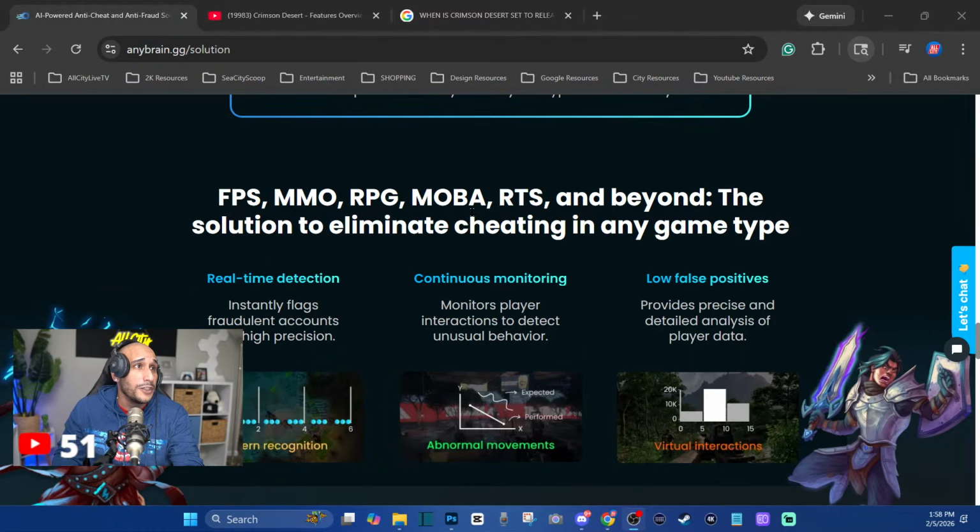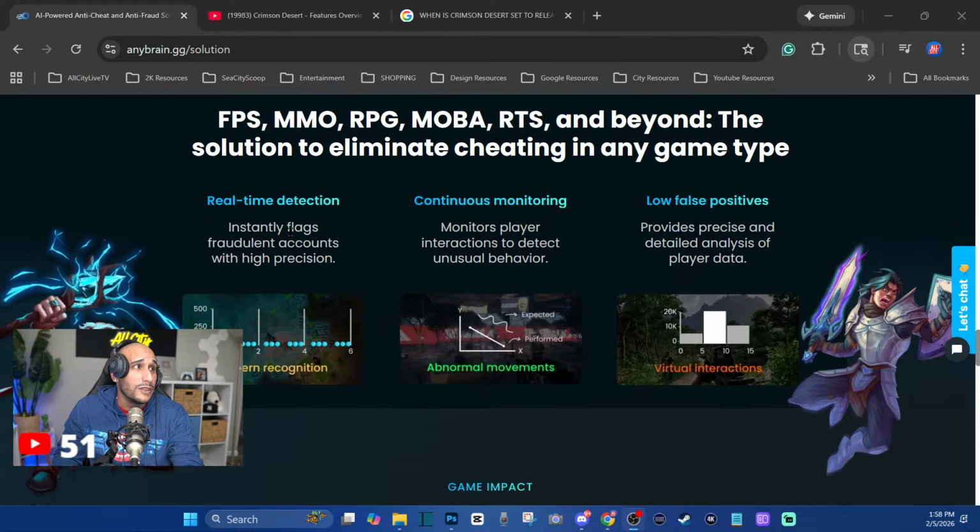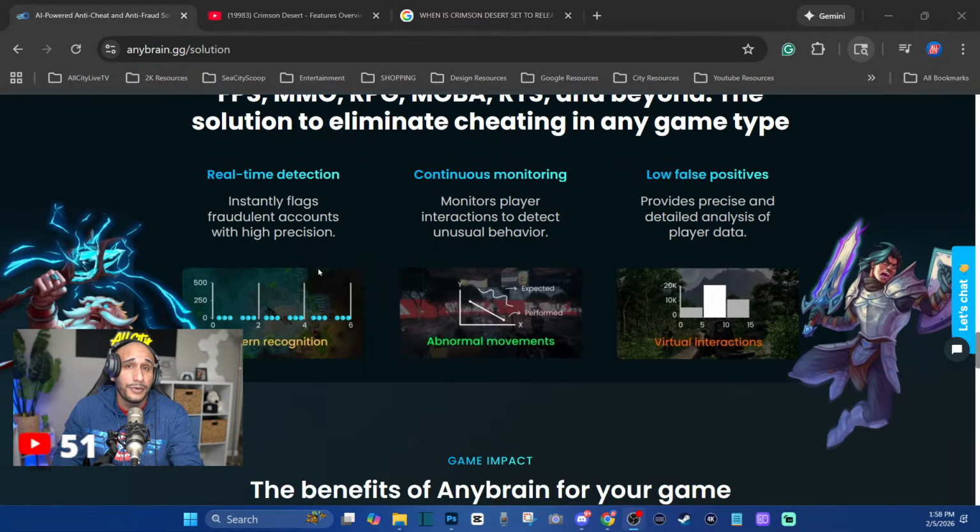FPS, MMO, RPG, MOBA, RTS, and beyond. The solution to eliminate cheating in any game type. Real-time detection instantly flags fraudulent accounts with high precision. Continuous monitoring monitors players' interactions to detect unusual behavior.